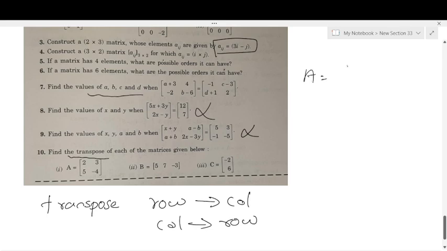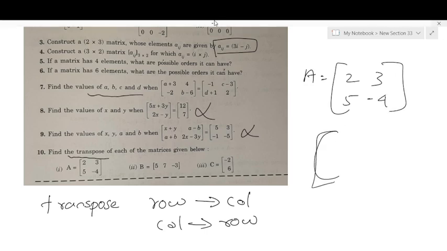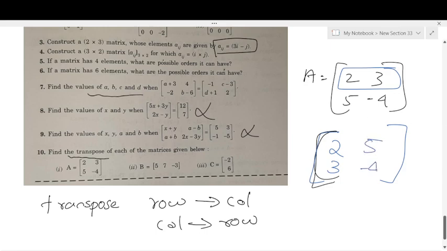First question. 2, 3, 5 and minus 4. What is the row element here? Tell me the row element. First one. What is the first value? 2 and 3. You have to write it in column. You have to write it like this. What about 5 and 4? 5 and minus 4. You have to write it in this way. Is this clear?